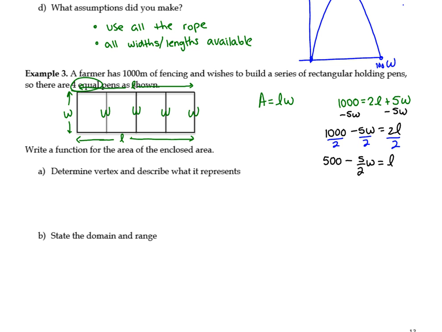Okay, so now what are you going to do? Replace what variable? Replace L with 500. L equals 500 minus 5 over 2W. So let's replace it. 500 minus 5 over 2W times W. Length times width, and length is 500 minus 5 over 2W.